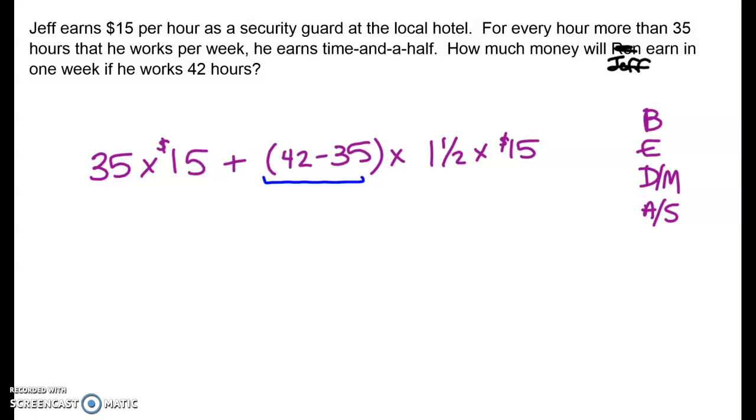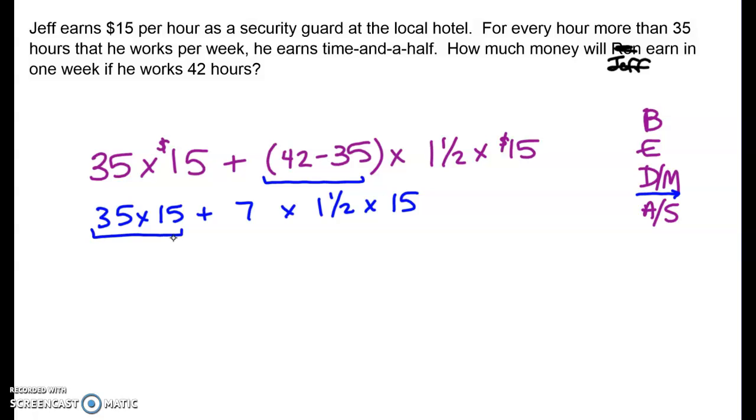So, again, I wrote BEDMAS on the side just to help me remember which order to do the operations. So brackets first, the blue underline. We have 35 times 15 plus 42 minus 35, that's 7. Multiplied by 1.5, multiplied by 15. Okay, no exponents. Next comes division and multiplication, and we're going to do them from left to right. So we're going to start with this first multiplication.